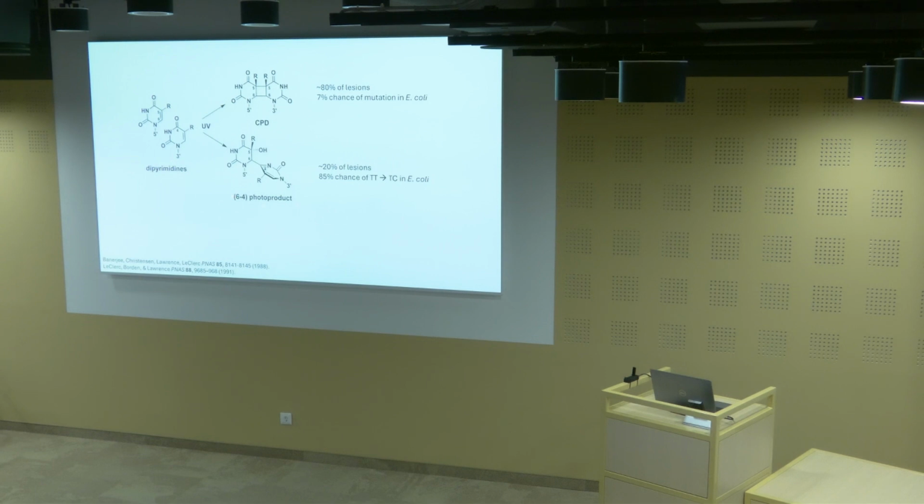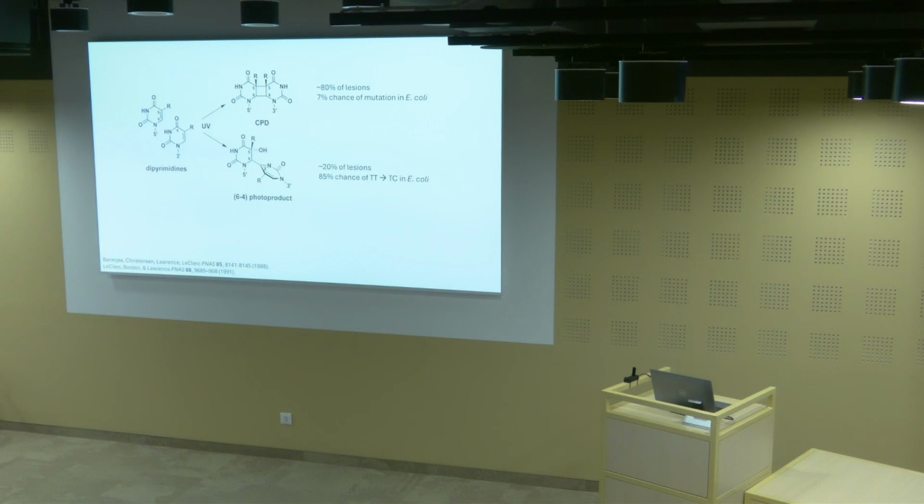Or you can get these so-called 6,4 photoproducts, for example, where you have a sort of more complicated linkage between these two bases. And there are actually more esoteric photoproducts, but these two account for almost all of the DNA cross-linking events that will be present under normal conditions, normal sunlight. And these CPD lesions account for about 80% of all these photochemical cross-linking events.